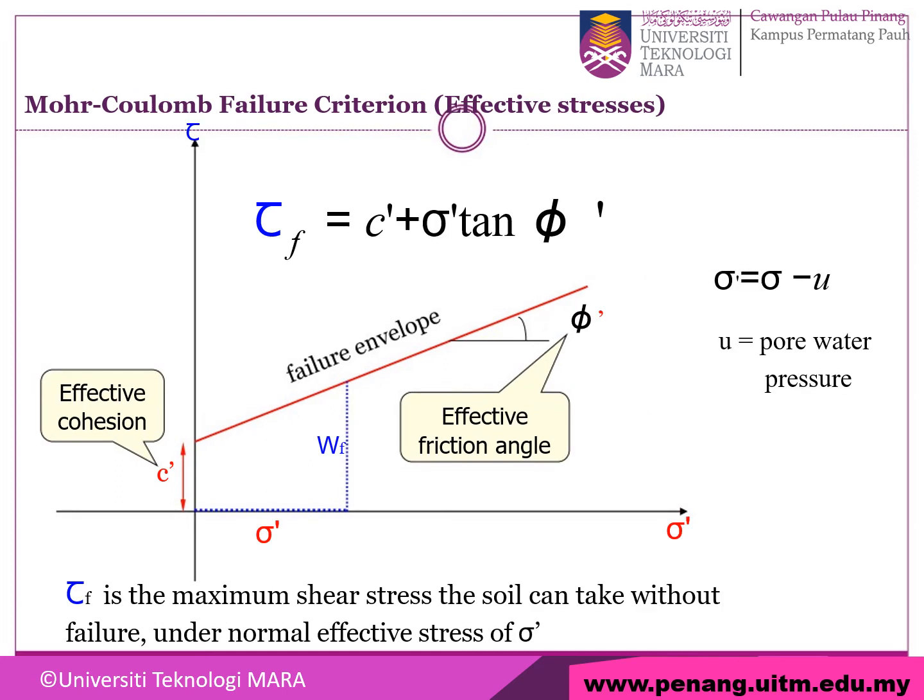This one is the Mohr-Coulomb failure criterion for effective stress. For effective stress, you have to use the effective cohesion, effective friction angle, and effective normal stress. Shear strength is equal to C effective plus effective stress tangent phi effective. Effective stress is equal to stress minus U, where U is the pore water pressure.